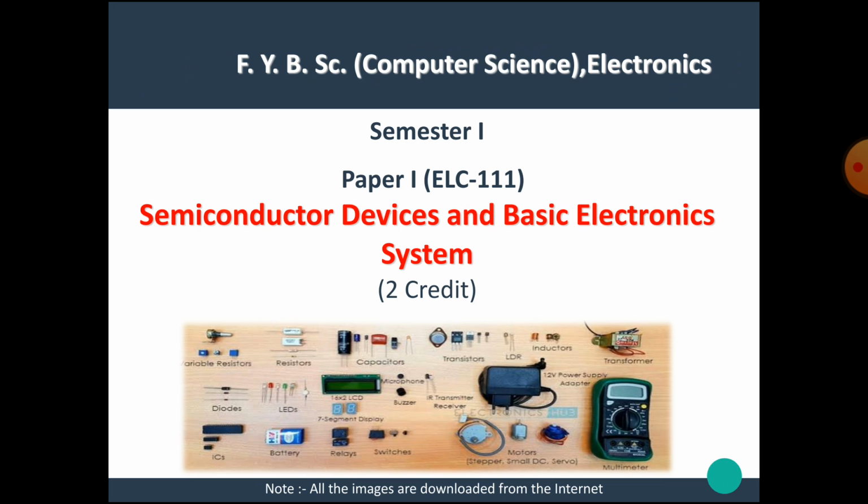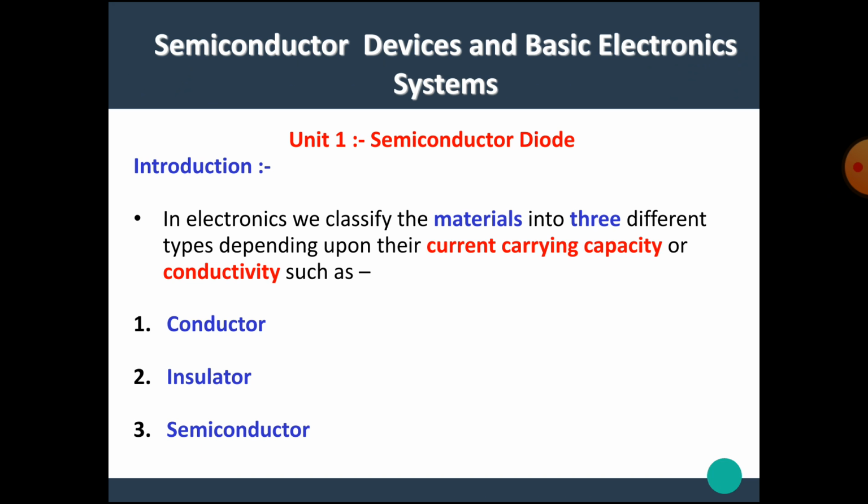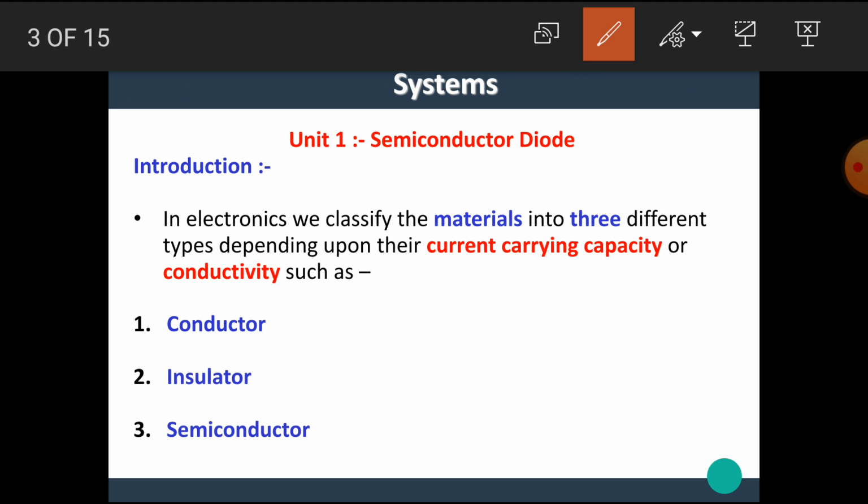In this video, we are going to start the paper first of semester first named Semiconductor Devices and Basic Electronic System. The unit first of this subject is a semiconductor diode. Let's see the introduction about it.